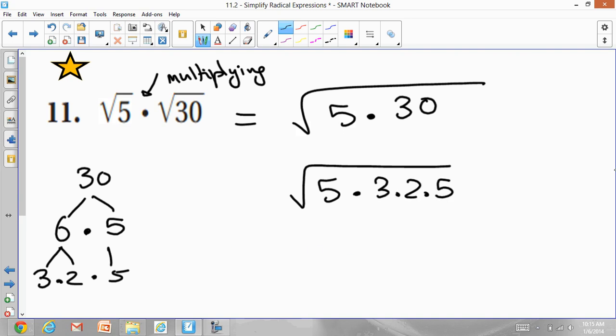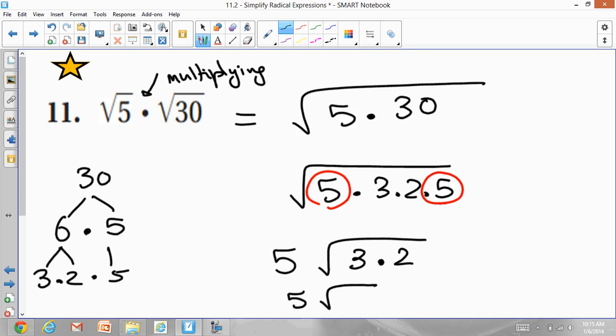So once I get to this step, I'm going to look for pairs. So my 5 and another 5 is a pair. So I'm going to pull them outside of the square root symbol. Now 3 doesn't have another 3. 2 does not have another 2 as a pair. So they are stuck inside. So the 3 and the 2 cannot go outside of the square root symbol. So 5 square root of 3 times 2, which is 6, and this will be the final answer. This is the simplest expression for this question.